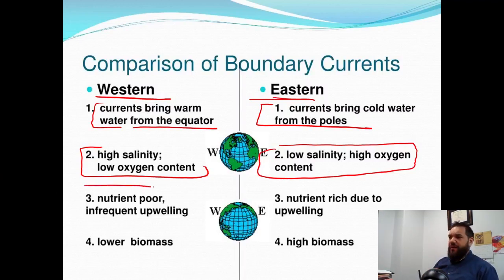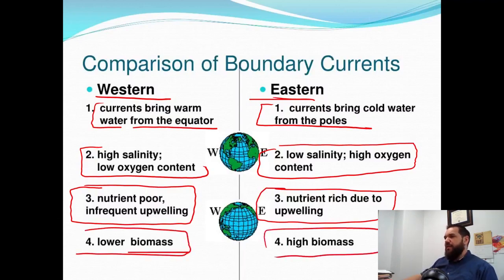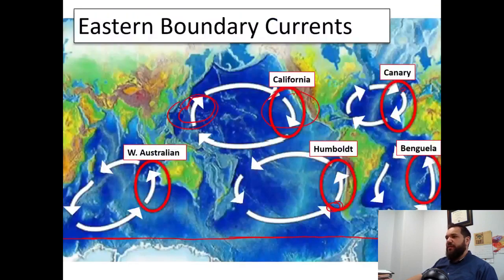So nutrient upwelling in the western boundary currents is infrequent, and they're nutrient poor, whereas eastern boundary currents are nutrient rich due to upwelling. Okay, we'll talk about upwelling in a bit. So western boundary currents have lower biomass, eastern boundary currents have higher biomass. These eastern boundary currents that I'm showing here are very important for fisheries.